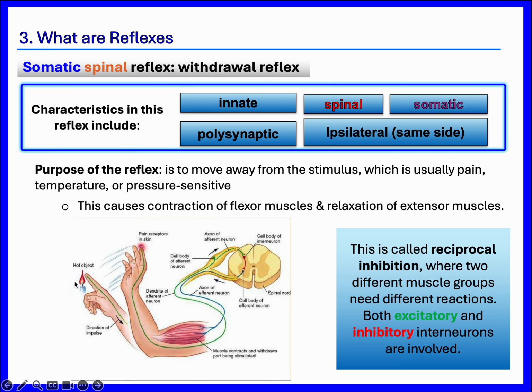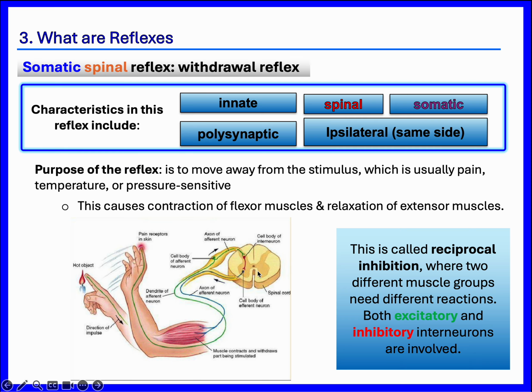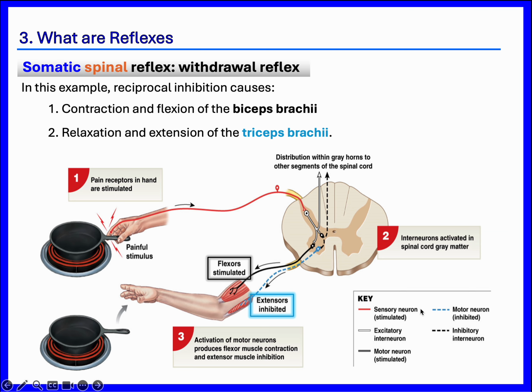from the hot stimulus. Now, if you go to the next slide, you don't see it very well in this one. There is reciprocal inhibition because it causes the contraction of flexor muscles and it relaxes extensor muscles. So it excites one set of muscles and it inhibits the other.